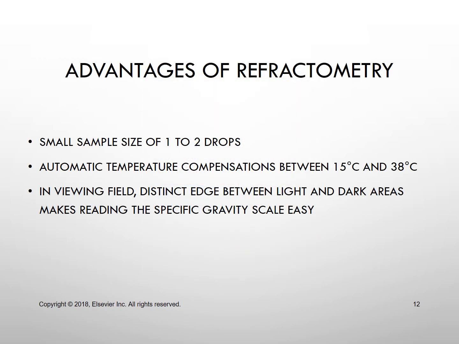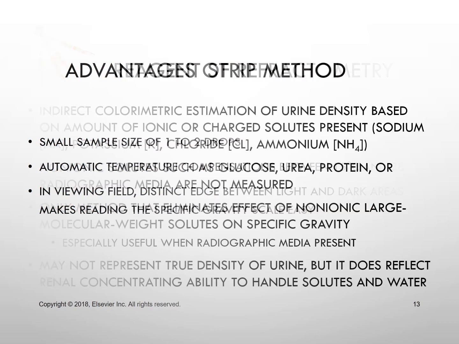Now, what are the advantages here? You need a very, very small amount. You only need 1 to 2 drops, and you have some kind of temperature compensation. In the viewing field, it's very distinct, so you can see between the light and dark areas before making the reading, and it's very easy to use.